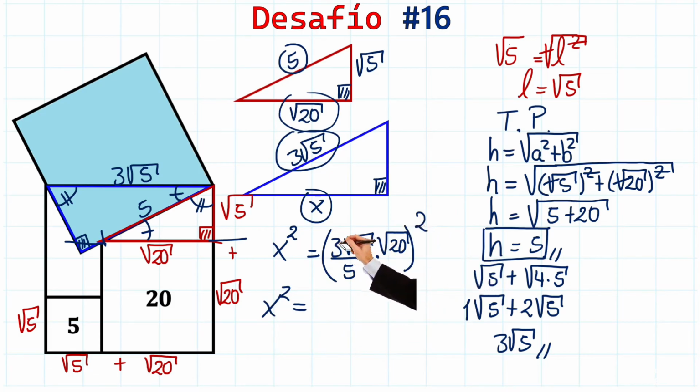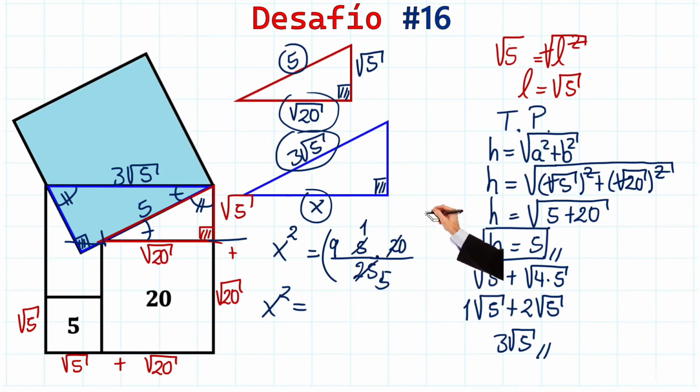3 squared gives us 9. When raising the root to the square, as we said, we get the radicand, not the index. 5 squared is 25, just great. Here, 5 divided by 5 is 1 and 20 divided by 5 is 4. Since we've squared everything, we need to remove this square here. Again, 20 divided by 5 is 4 and 5 divided by 5 is 1.